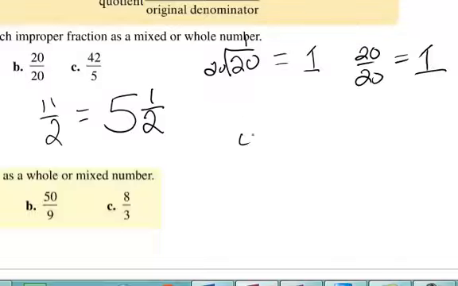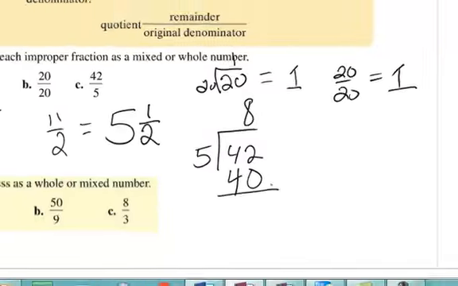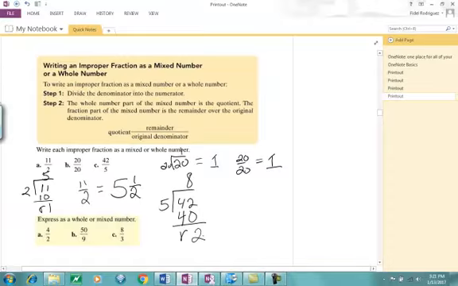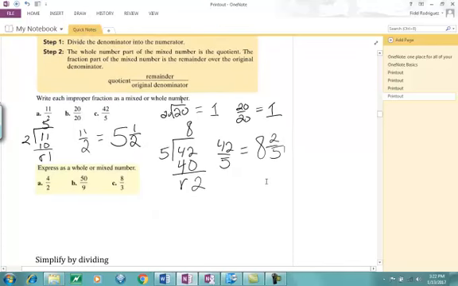Finally, 42 divided by 5. So 5 goes into 42 8 times. That's going to give me 40. My remainder is 2. So 42 over 5 as a mixed number would be 8 2/5. I'll give you a moment to try these next 3 here.